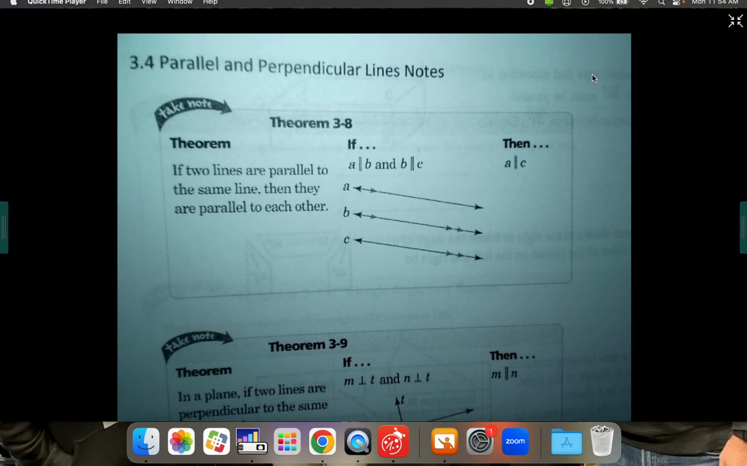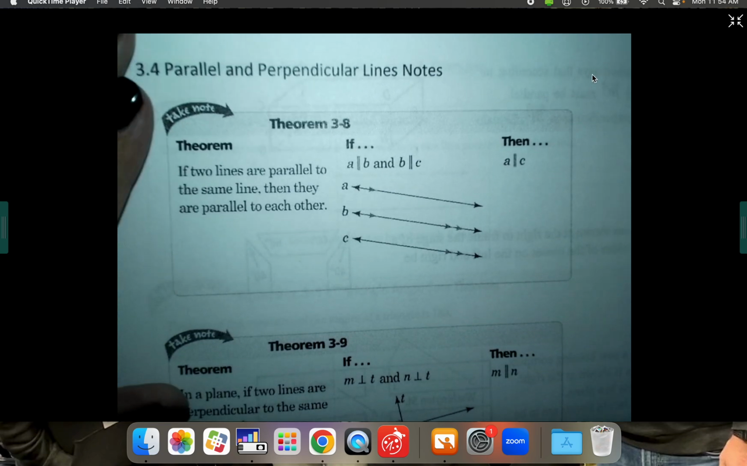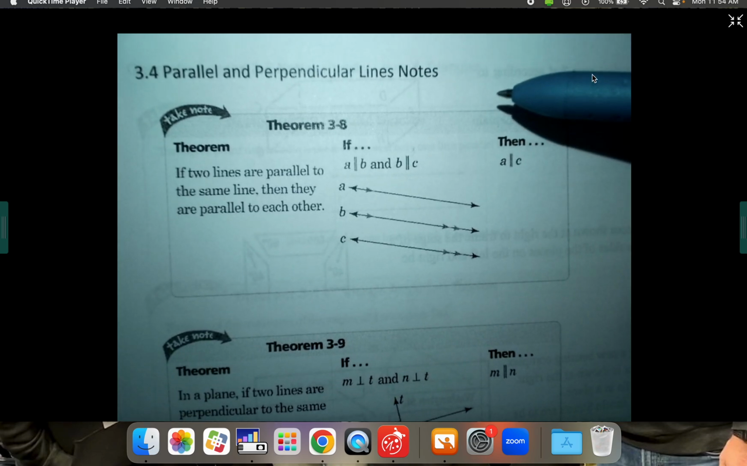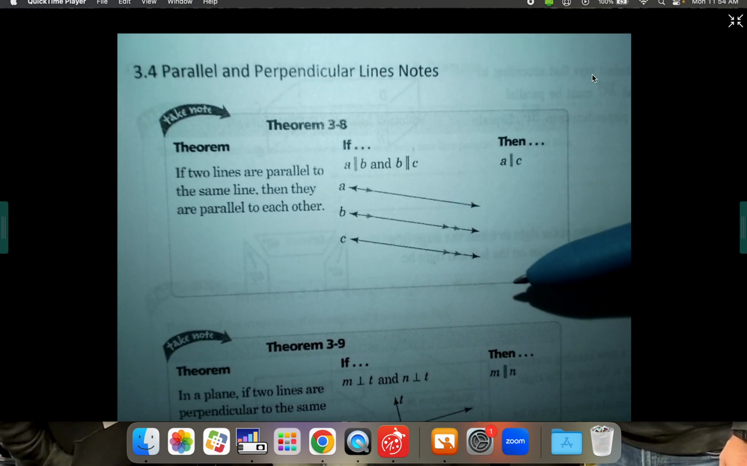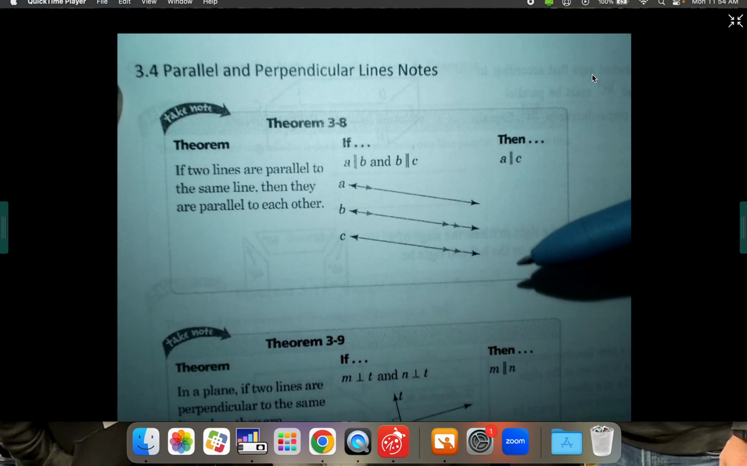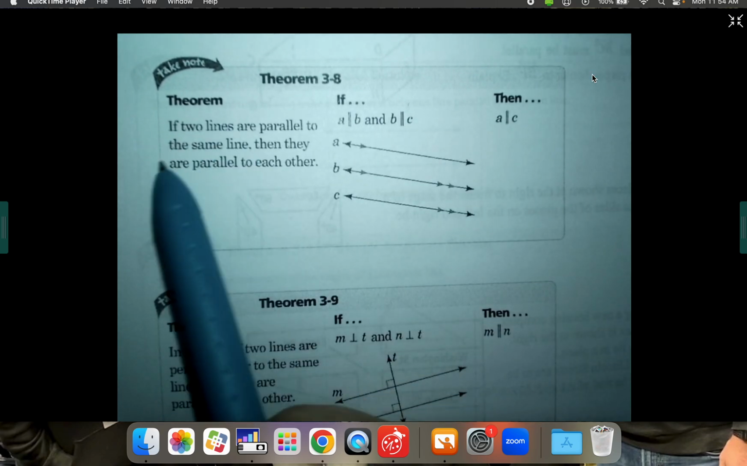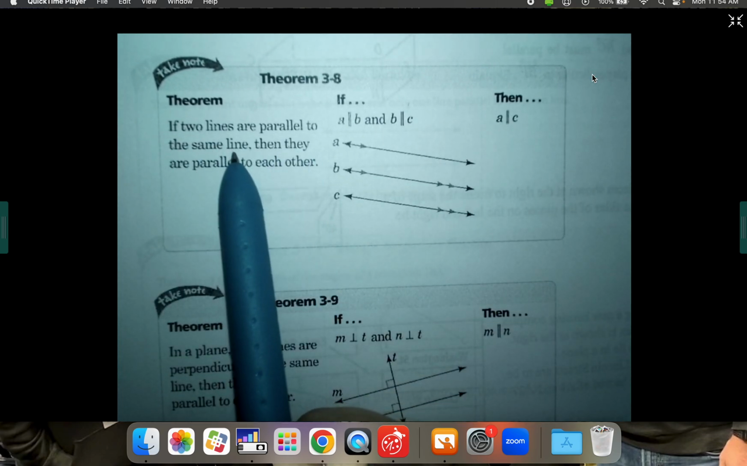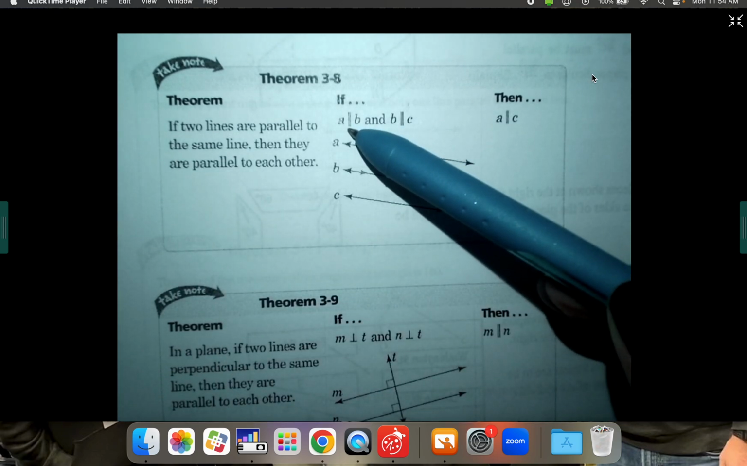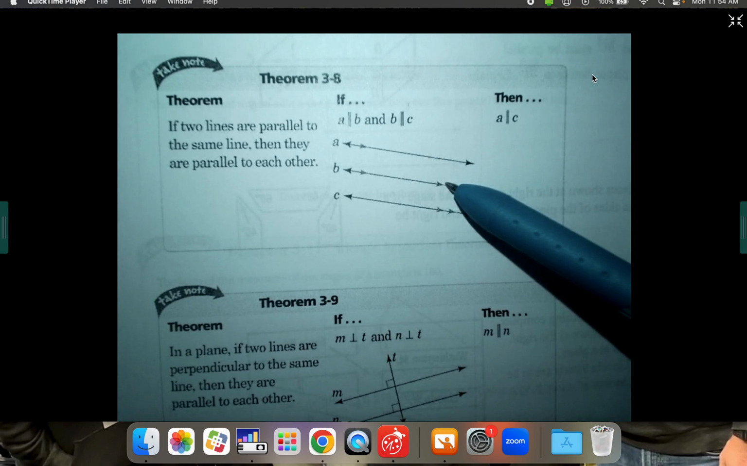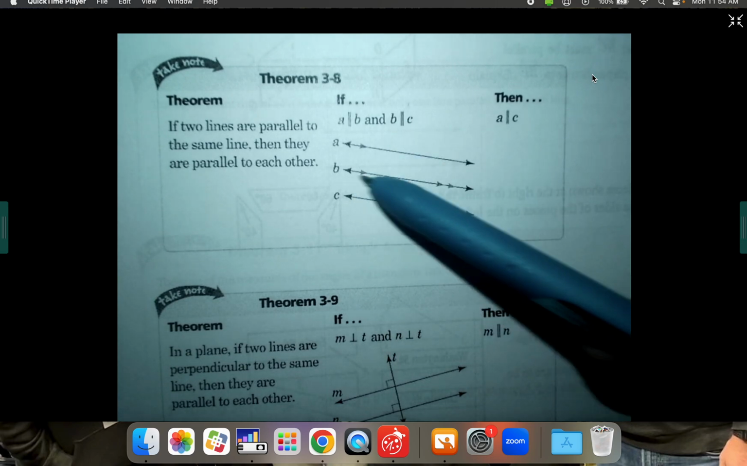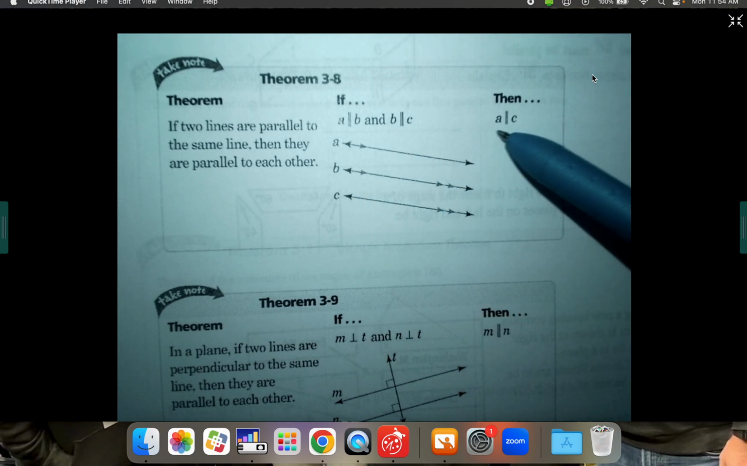Okay, for geometry 3.4 notes, we are talking about parallel and perpendicular lines. So we're going to look at just a few theorems first. The first one says if two lines are parallel to the same line, then they are also parallel to each other. So if A is parallel to B and B is parallel to C, then A is parallel to C.